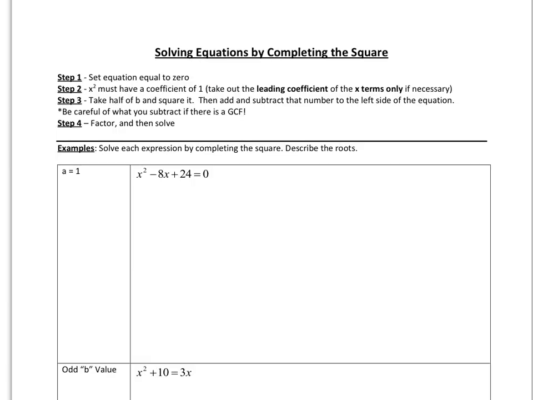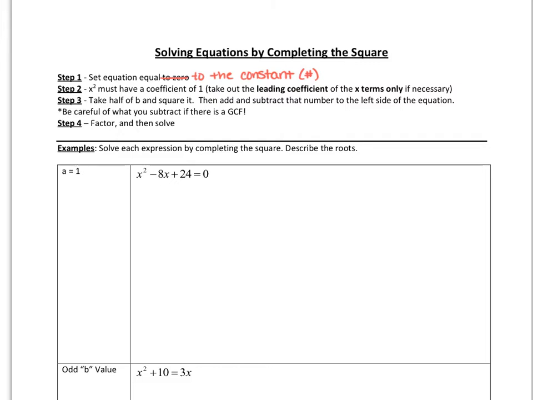All right, so the first question, or the examples, are saying solve each expression by completing the square and then describe the roots. So the steps that I have up here, this is one way to do it, but I'm actually going to modify these steps. So the first step that I want to do is not set the equation equal to 0, but set the equation equal to the constant. And the constant is just the number. So let's do that first.